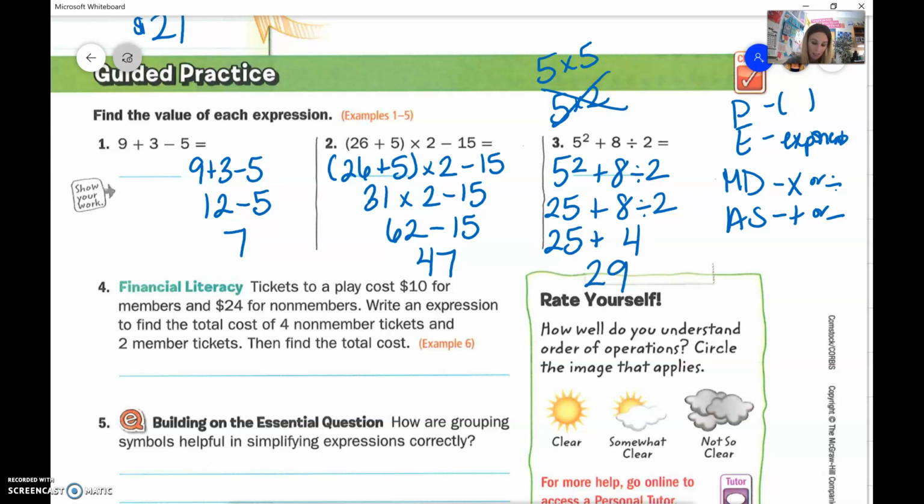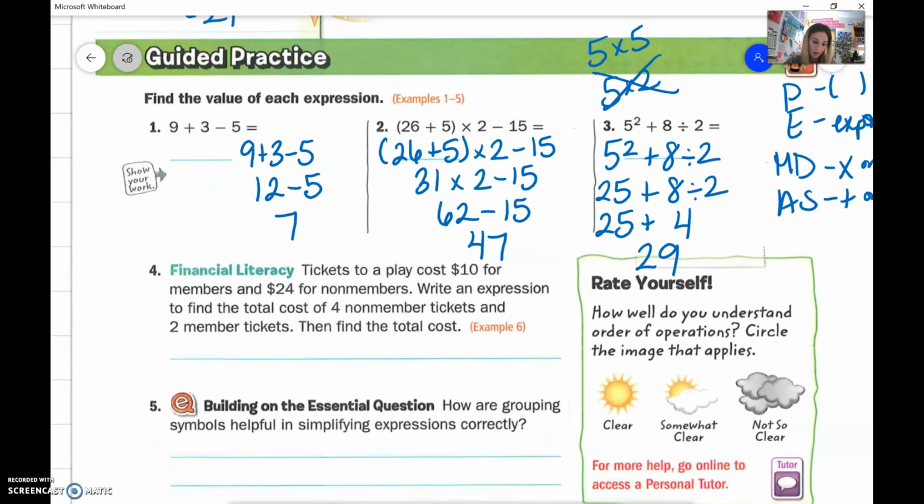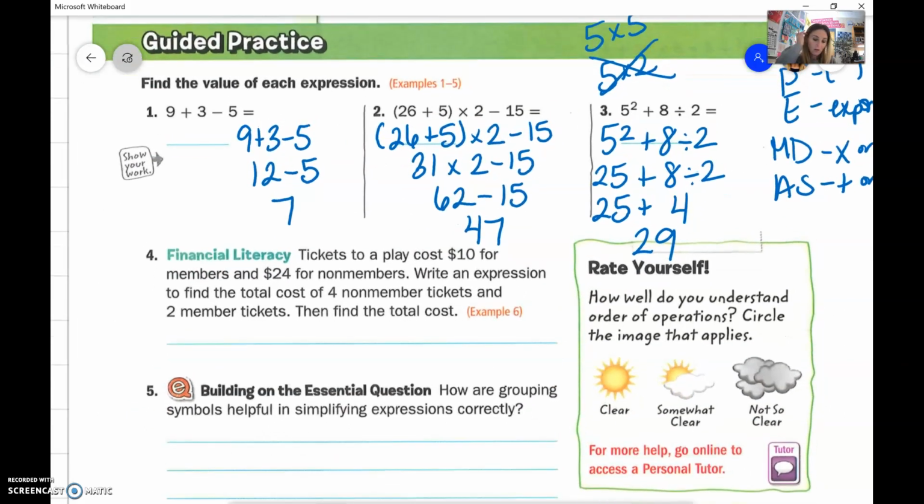Okay, let's take a look at this last one. It says, tickets to a play cost $10 for members and $24 for non-members. Write an expression to find the total cost of 4 non-member tickets and 2 member tickets. Then find the total cost. So let's first write an expression. $10 for members, and how many members do I have? Times 2. Or you could also do 10 to the second power. I need to add that with my non-members, which would be 24. And I'm having 4 of those, so 24 times 4.